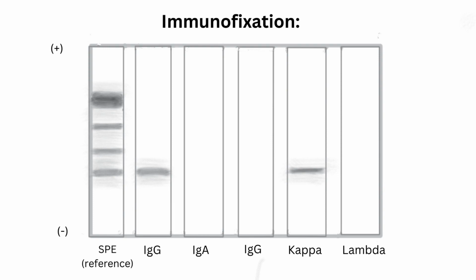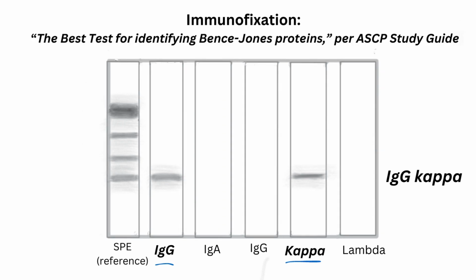After electrophoresis of the patient specimen, we apply immunospecific antiserum to the five lanes using the SPE as a reference control. If antigen is present, which in this case is the monoclonal antibody, then we see precipitation bands, which show up after drying and staining. In this example, we see evidence of monoclonality, reporting IgG kappa.